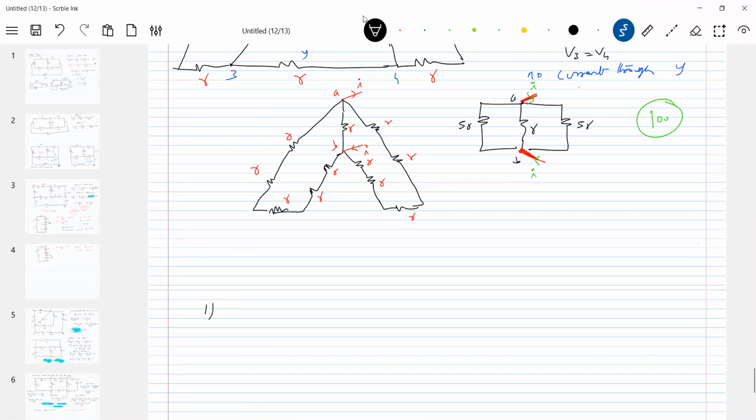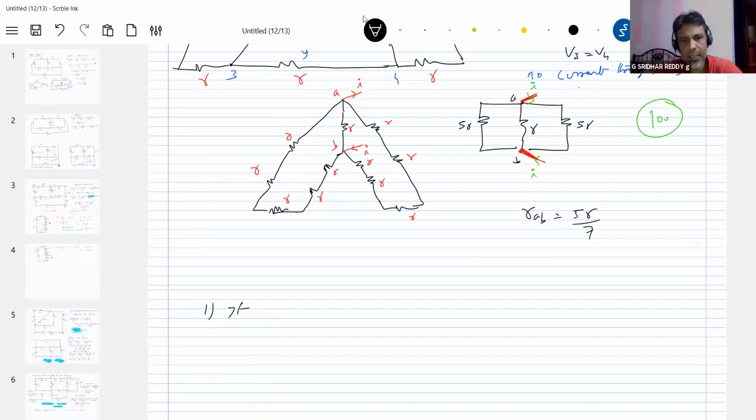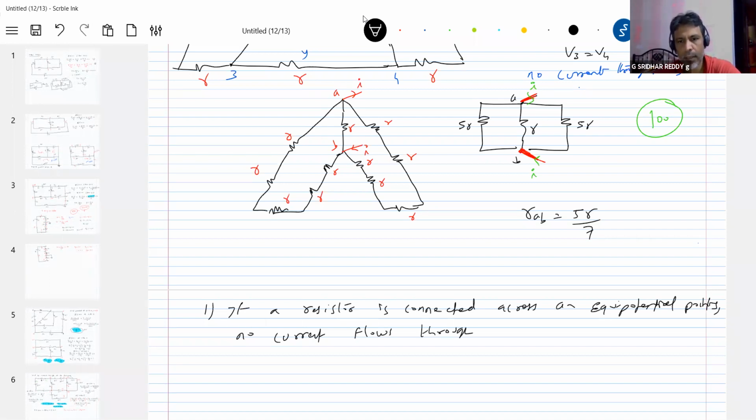The net resistance is 5R by 7. If a resistor is connected across equipotential points, no current flows through it, and that resistor can be removed from the circuit. Since there is no current, you can take it out of the circuit.